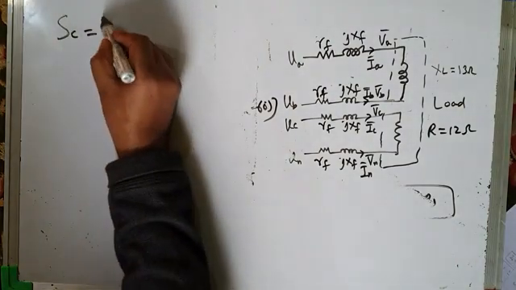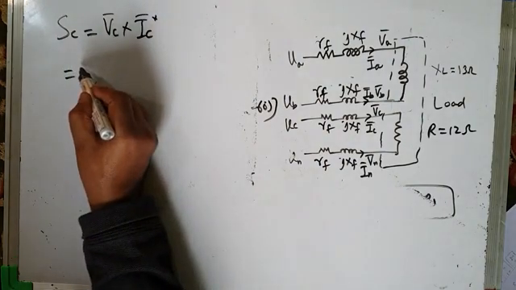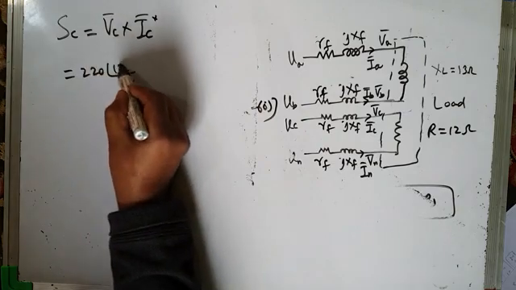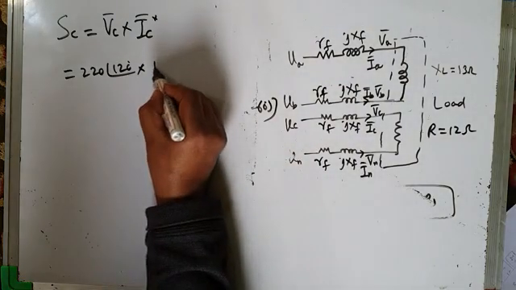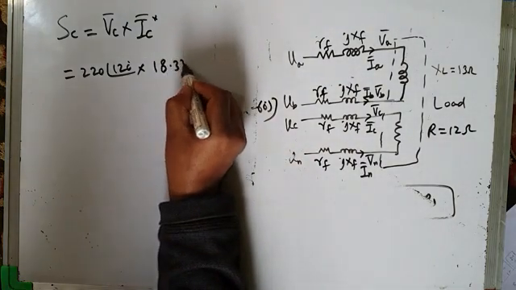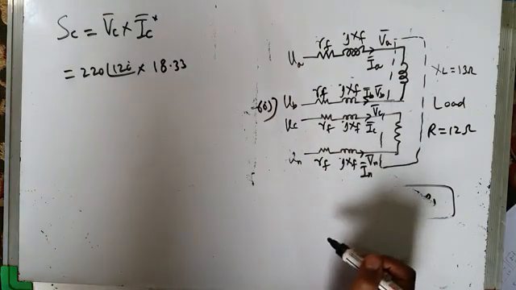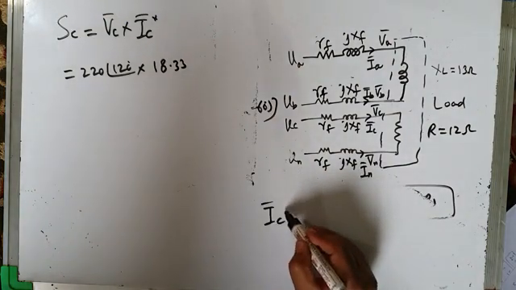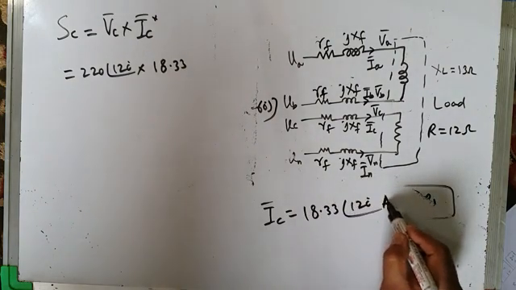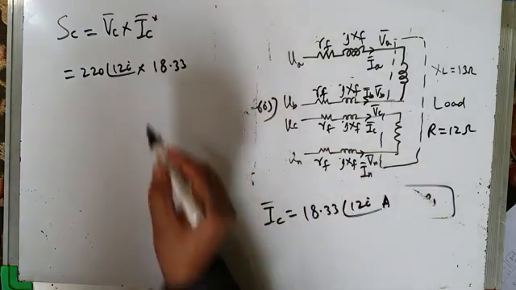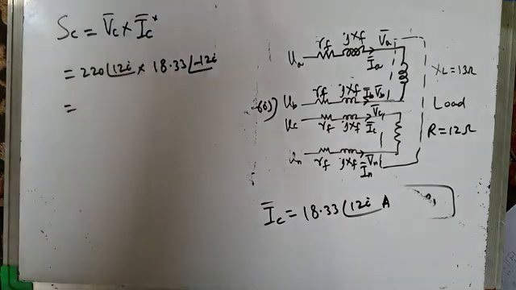Apparent power of phase C is voltage into complex conjugate of current. Phase C voltage is 220 at an angle of plus 120 degrees, into how much was current in phase C. We have calculated a few minutes back, IC was 18.33 at an angle of plus 120 degrees amps. But when you take the complex conjugate, plus 120 will become minus 120 degrees. So therefore, this will become 220 into 18.33.